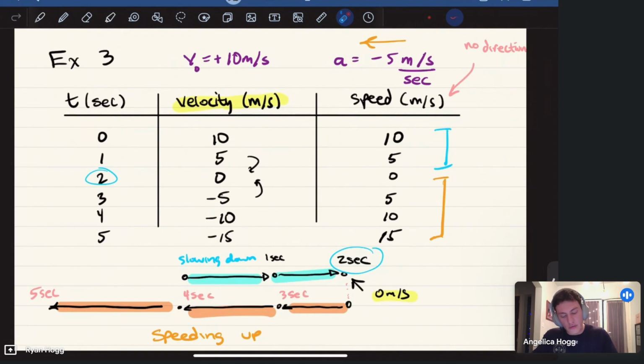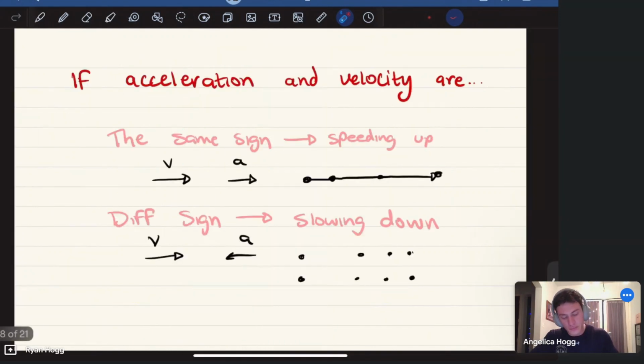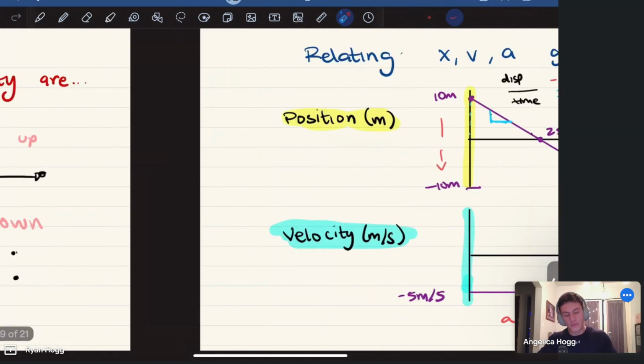And then here we have example 3, where we're talking about velocity and acceleration not being in the same direction. This is positive, and then this is actually negative here. And so you have to slow down for a bit before you can speed up going the other direction. This is a really important note: velocity and acceleration have to be in the same direction to be speeding up, and in different directions means you're slowing down.